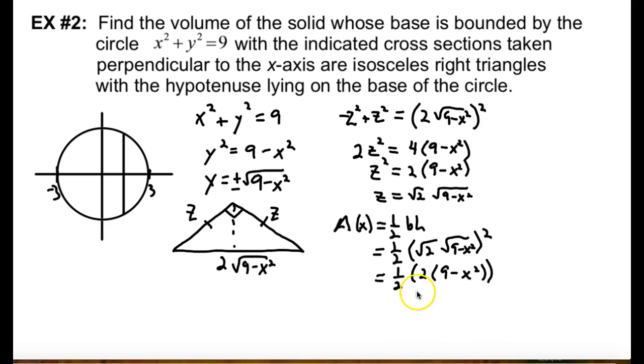So 1/2 times 2 then is just 1. So what we end up with is our area formula actually turned out to be fairly straightforward. Right? There was kind of a complicated setup, but the area of every single one of these isosceles right triangles is just 9 minus x squared. So now I'm integrating from x equals -3 to x equals 3.